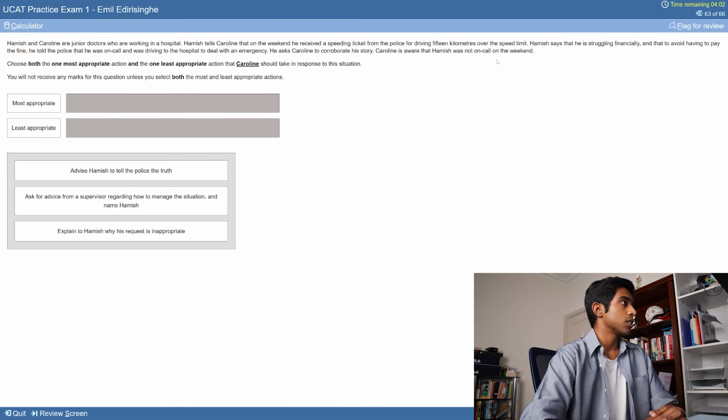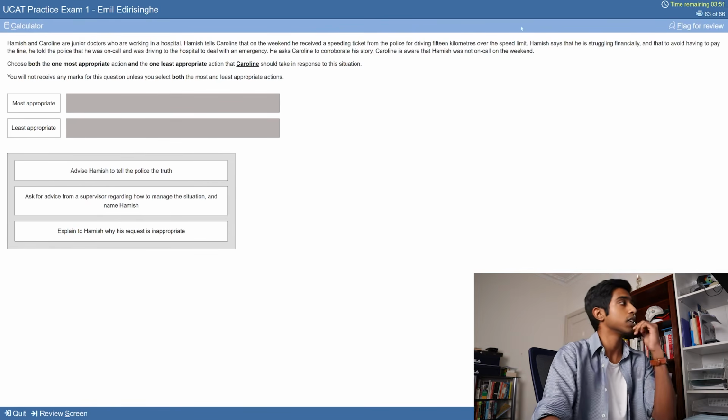Hamish and Caroline are due to doctors. He received a speeding ticket from the police for driving 15 kilometers over the speed limit. Hamish says that he is struggling financially, and to avoid having to pay a fine, he told the police that he was on call and driving to a hospital to deal with an emergency.